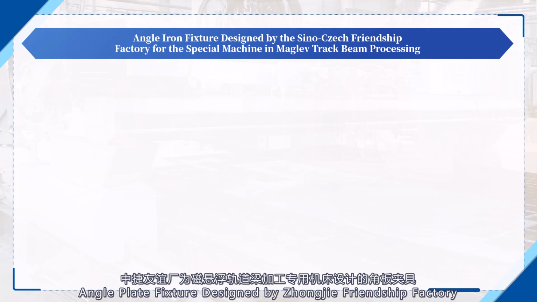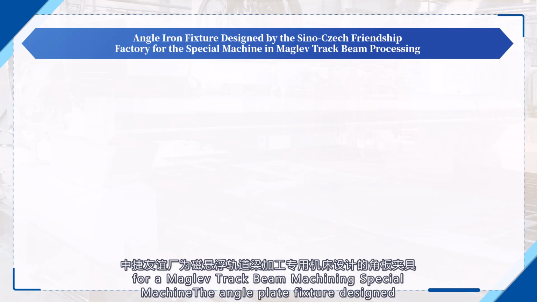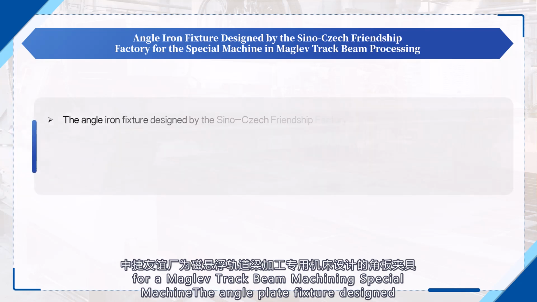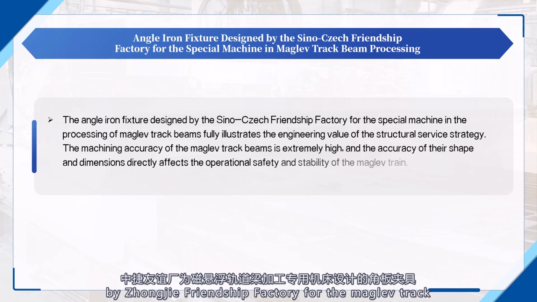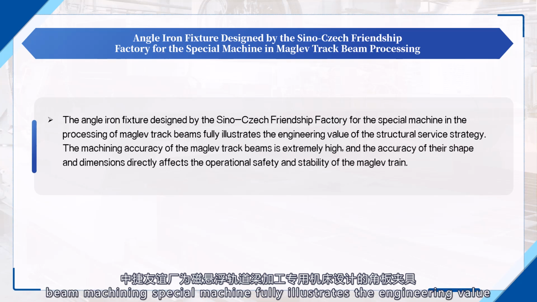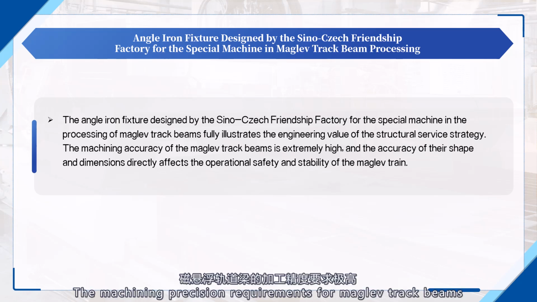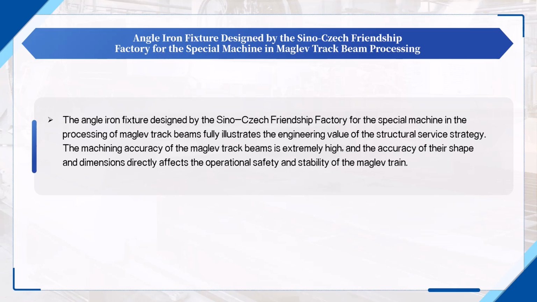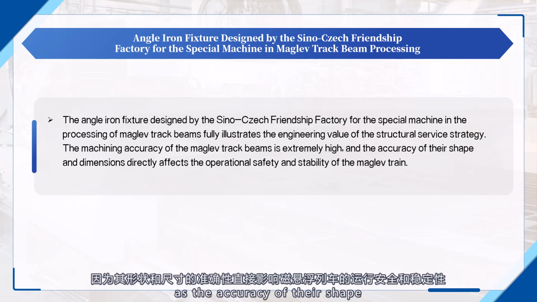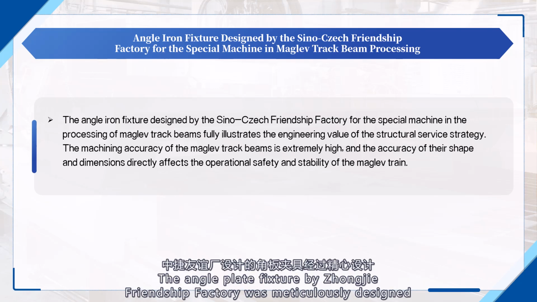Case study. Angle plate fixture designed by Zhongjie Friendship Factory for a maglev track beam machining special machine. The angle plate fixture designed by Zhongjie Friendship Factory for the maglev track beam machining special machine fully illustrates the engineering value of a structure serving strategy. The machining precision requirements for maglev track beams are extremely high, as the accuracy of their shape and dimensions directly affects the operational safety and stability of maglev trains.